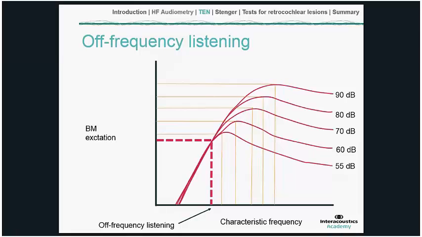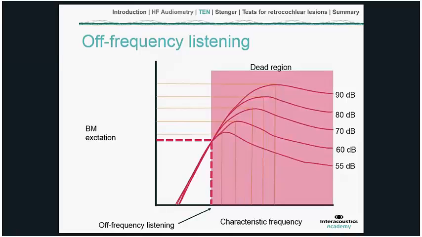But if we had a dead region, for example a high frequency dead region like this, then for each of those sounds, the place on the basilar membrane where the hair cells are normally tuned to those characteristic frequencies can no longer respond. What's left is this edge frequency and regions below, where there's some smaller degree of basilar membrane excitation, and it's this region here that leads to the detection of the sound: off-frequency listening.